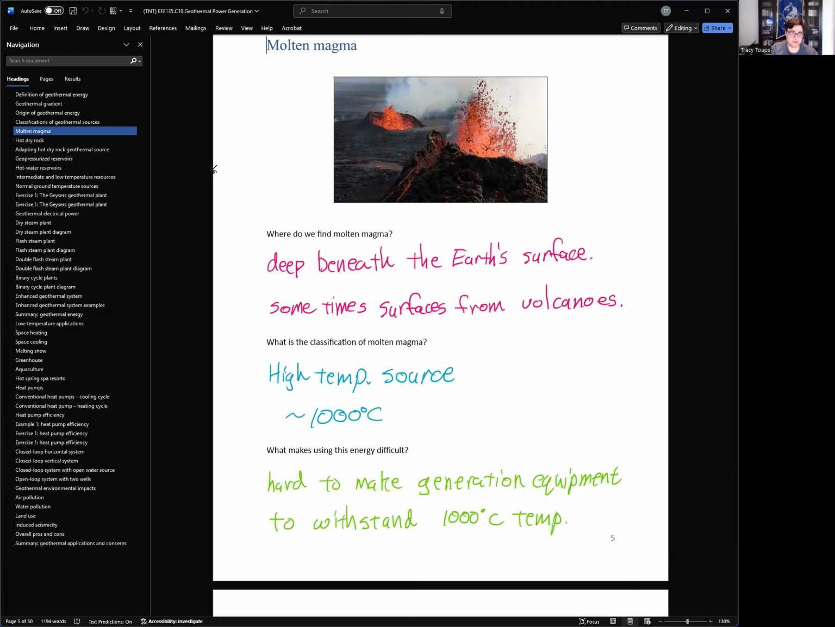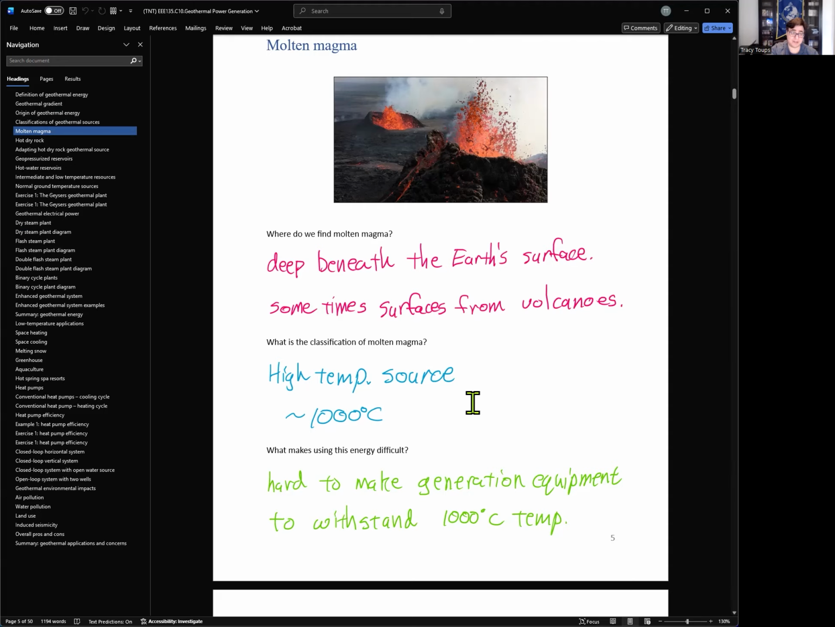And it's like a pressure relief valve for a geothermal heat source. Okay. What is the classification for molten magma, in terms of the three classifications? Definitely a high temperature source. I mean, molten magma is like 1,000 degrees Celsius. That's really, really high because that's from deep in the earth.